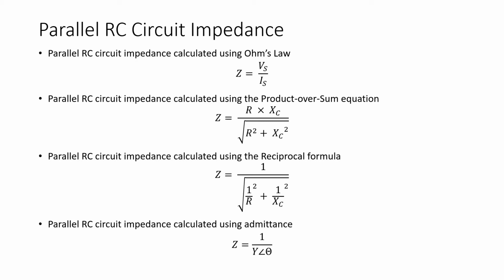And just like parallel resistive circuits, I can calculate the total opposition to current using the reciprocal formula. Impedance equals 1 over the square root of 1 over R squared plus 1 over X sub C squared. And for a parallel RC circuit, I can also calculate impedance by finding the reciprocal of admittance.